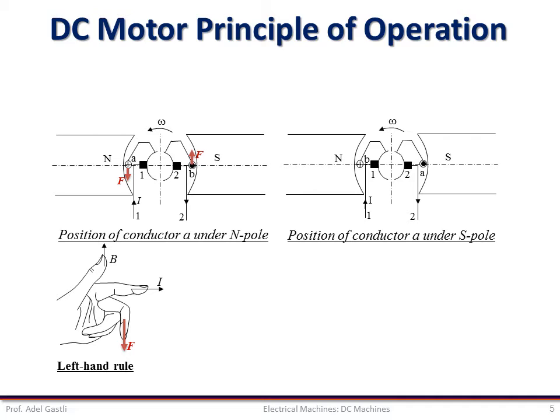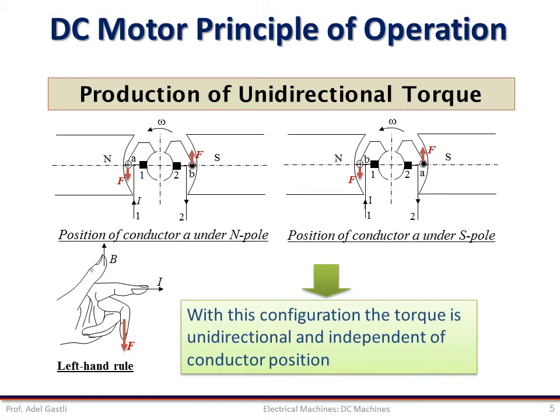Because of the commutator action, the current under brush 1 will always be entering, and the one under brush 2 will be exiting. So the resulting forces on A and B will be the same as those exerted on B and A in their earlier positions. Note that the produced torque will be in the same direction, trying to rotate the armature anti-clockwise. With this configuration, the torque is called unidirectional and is independent of the conductor positions. To reverse this torque direction, you need to reverse either the current direction or the flux direction.